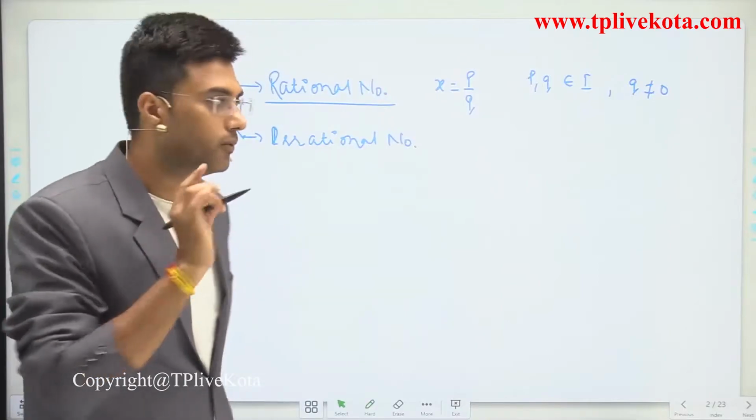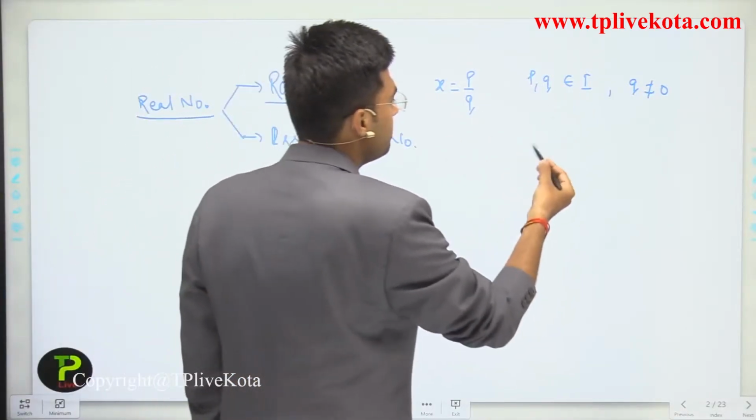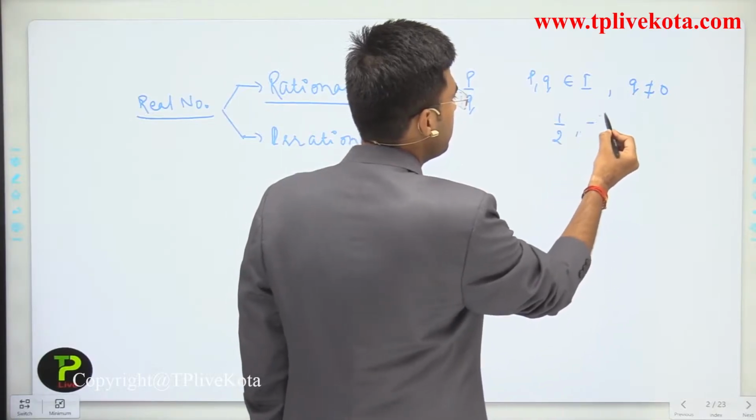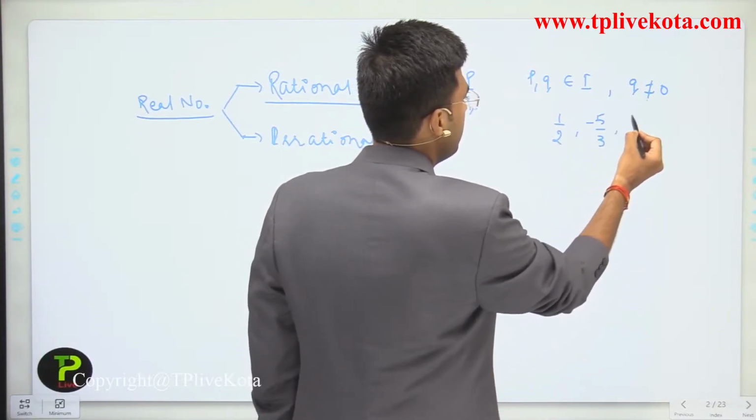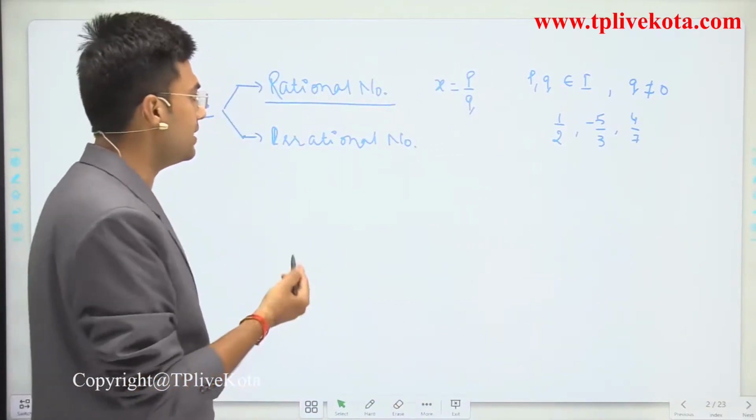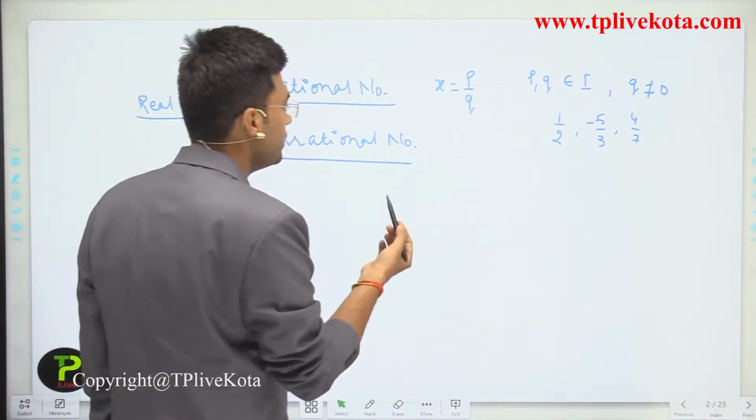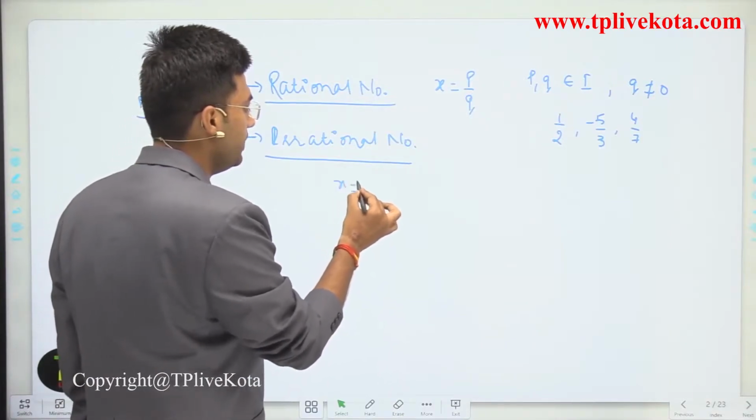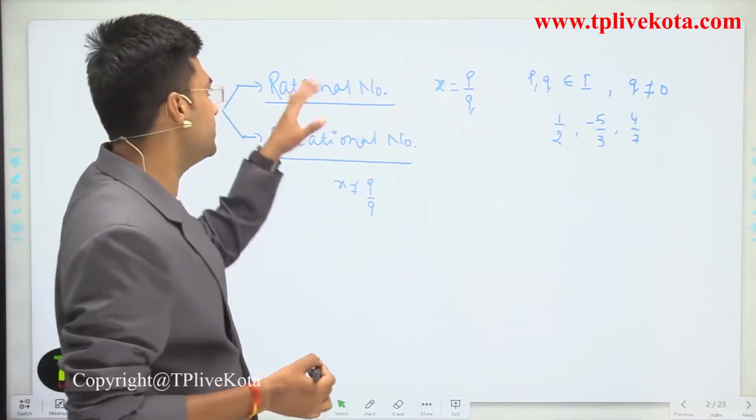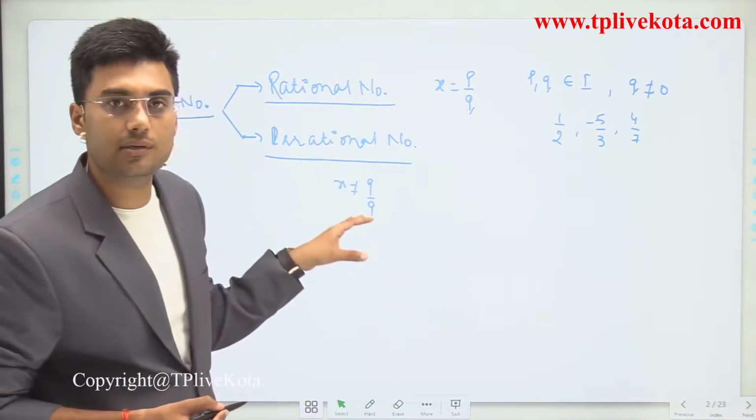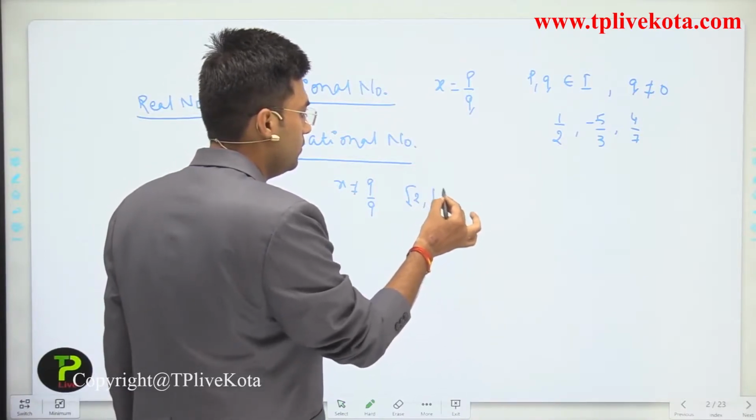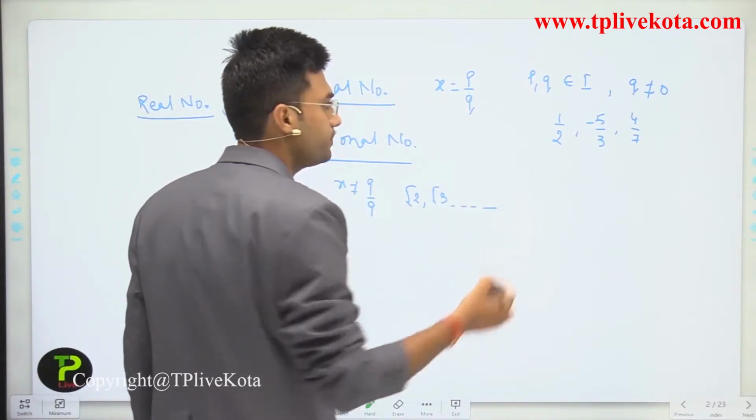Okay. Now for example, 1 upon 2, minus 5 by 3, 4 by 7, these are rational numbers we already studied in the last class. And irrational numbers are numbers which cannot be represented in the p by q form, or we can say that numbers which are not rational numbers are irrational numbers. For example, root 2, root 3 and so on.